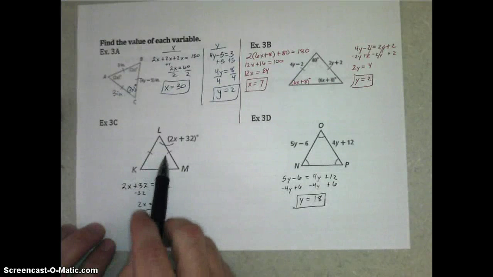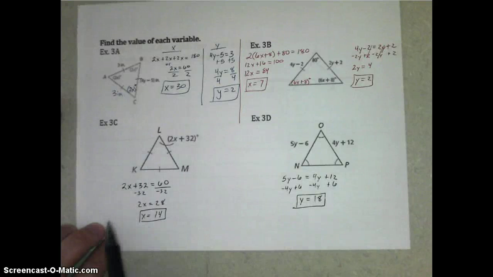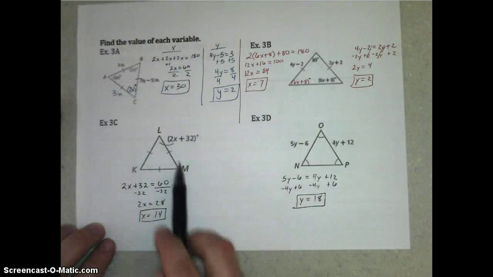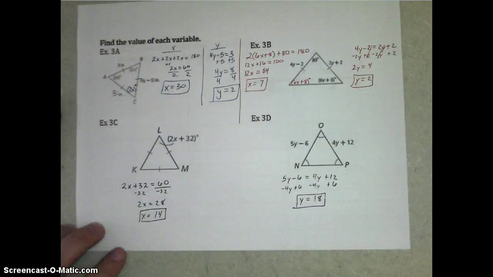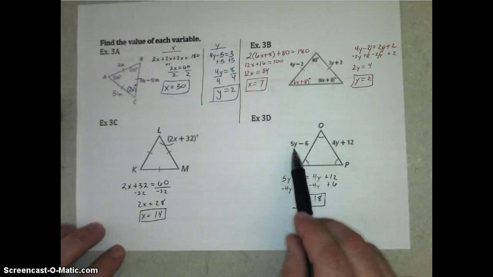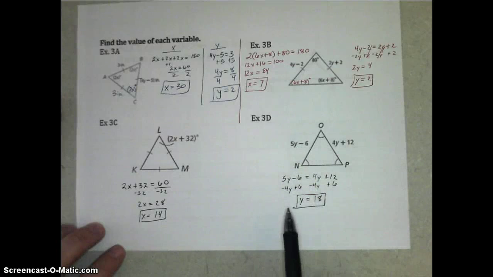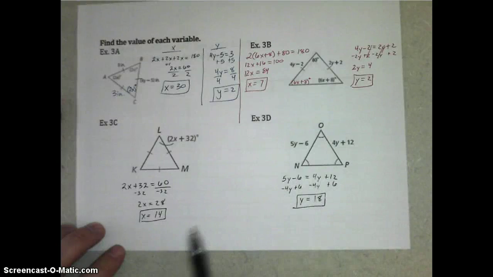In example 3c, this is an equilateral triangle. Because it's equilateral, we also know it is equiangular. So 2x plus 32 has to equal 60, and so we solve and get x is 14. And then on 3d, it's equiangular, so we also know it's equilateral. So these sides must be congruent since all three are. And so you say 5y minus 6 equals 4y plus 12. Solve that, and y is 18.